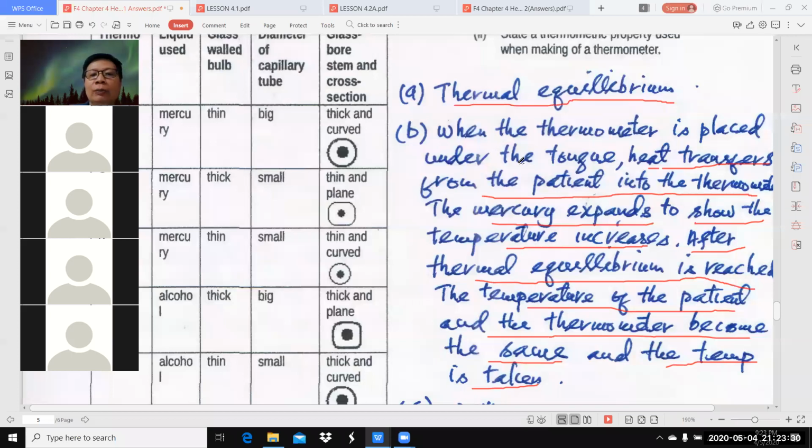Okay, next. Don't worry if you cannot copy now. Later on, you can go and see the video on YouTube, then only you copy.